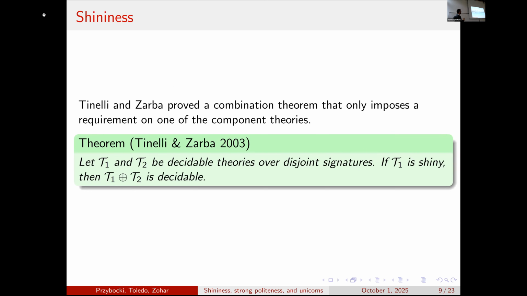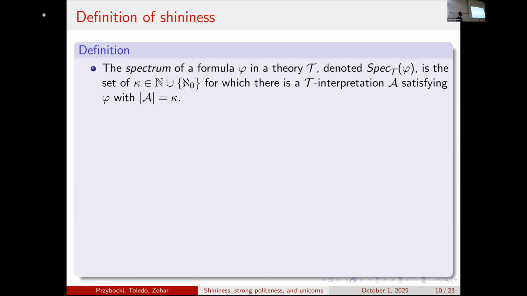So Tonelli and Zarba back in 2003, they proved a combination theorem that, unlike the Nelson-Oppen method, only imposes a requirement on one of the component theories. So namely, if we have decidable theories over disjoint signatures and T1 is shiny, then the combination of T1 and T2 is decidable. And importantly, we impose no requirements on T2 other than that it be decidable. So it can be easier to work with than the Nelson-Oppen method, particularly when your theories aren't stably infinite.